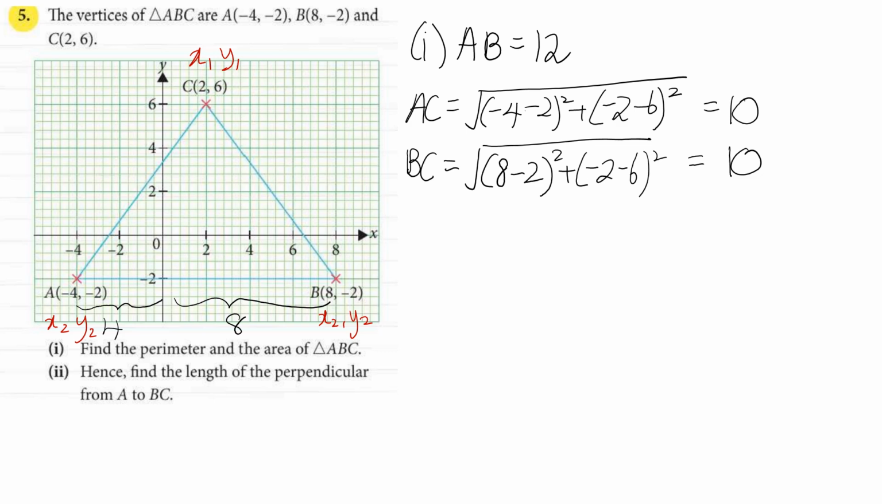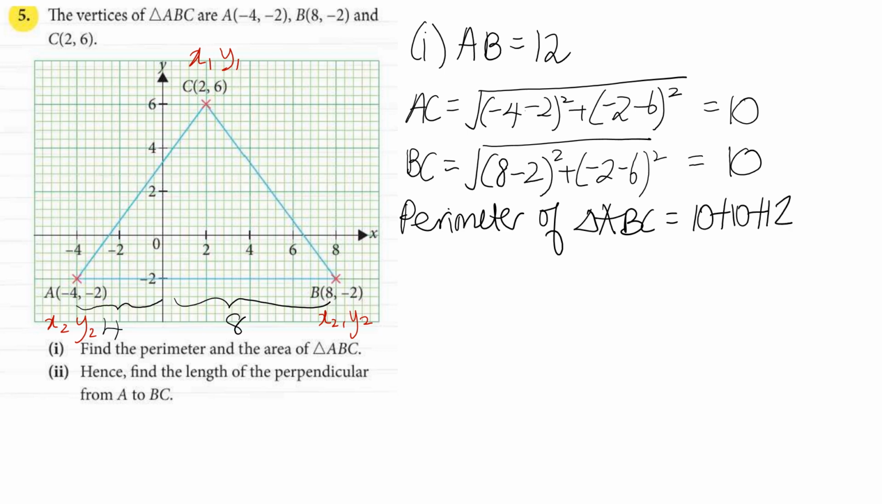Oh, alright. So therefore the perimeter will just be 10 plus 10, 20, plus another 12. That gives you how many? 20 plus 12, 32 units. Remember to write down the units, which is just units, because you're not given the proper unit, so just units, 32 units. Okay, so that's how you find the perimeter of triangle ABC.